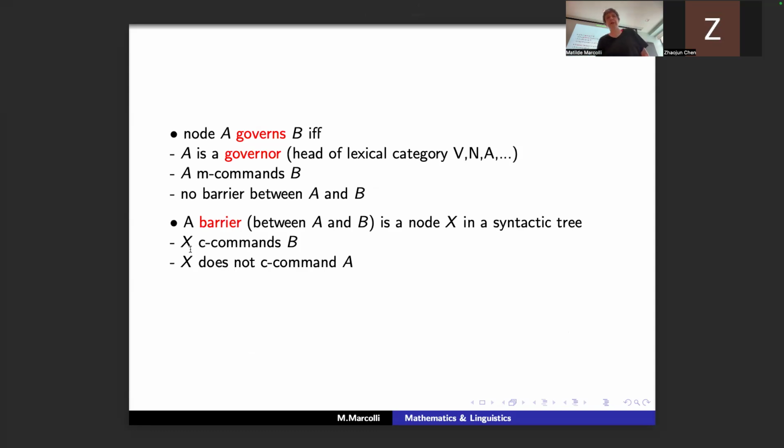And there is another property that is described in this government and binding setting, which is the notion of a barrier between two nodes. It is an intermediate node, in the sense of another node that C-commands one of them and does not C-command the other one. And one says that a node governs another one if it is in M-command with respect to the other one, and there are no barriers between the two nodes.